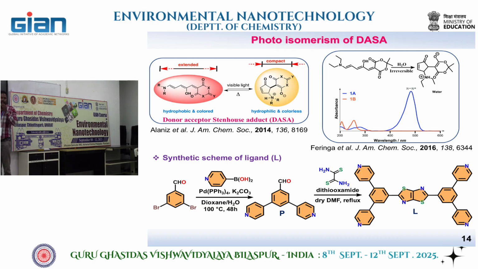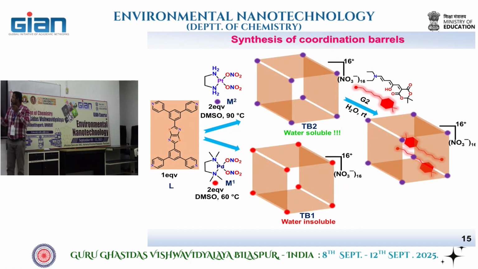And because it is water soluble, we checked some applications, some host-guest chemistry, because I have seen in the earlier case that a guest in aqueous medium can go inside the barrel. So what guest did we choose? A photochromic guest, like DASA. Photochromic materials, you know, are very useful, because in the presence of light they can switch their structure, and by using that property we can make several materials. This DASA molecule is called donor acceptor Stenhouse adduct.